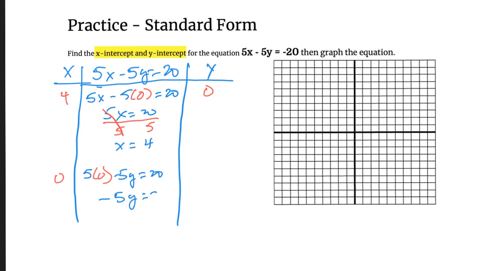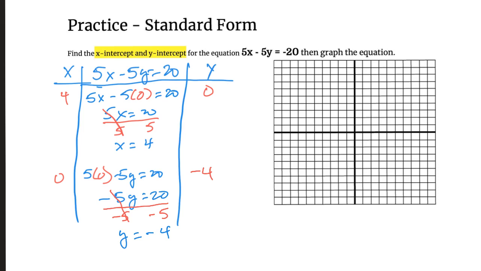And then equals 20. Now this time I'm going to divide by negative 5, so I get my y by itself. The negative 5 is reduced down, and I'm left with y over there, and then 20 divided by negative 5, that's negative 4, because a positive divided by a negative is always a negative. So negative 4. So when my x value is 0, my y value is negative 4. Okay, all we've got to do is just plot these and draw our line.